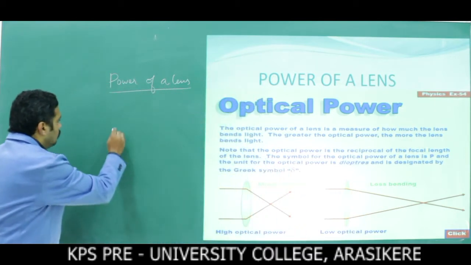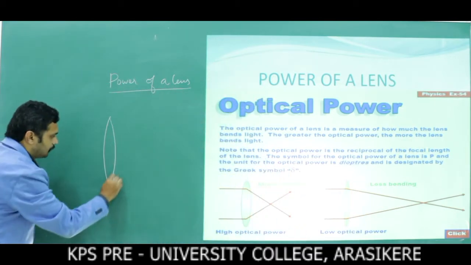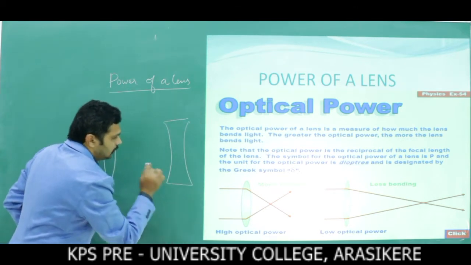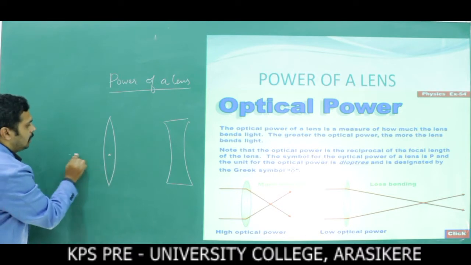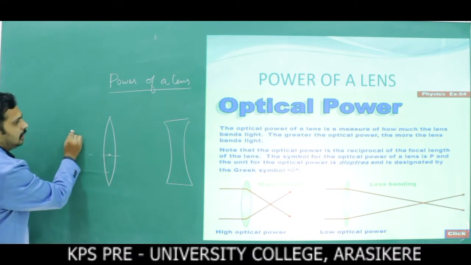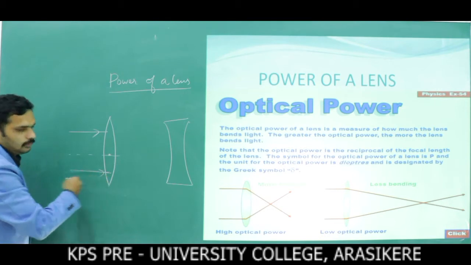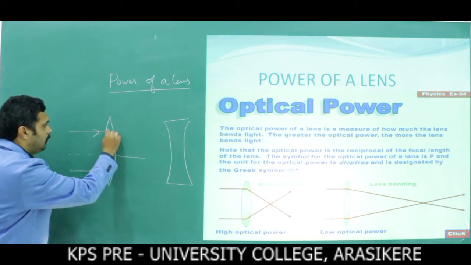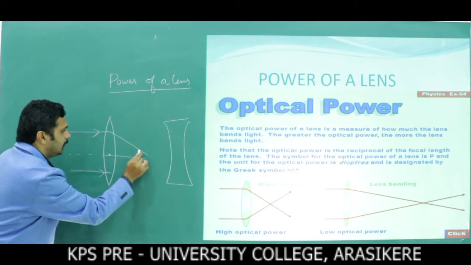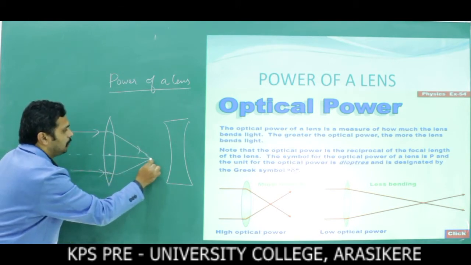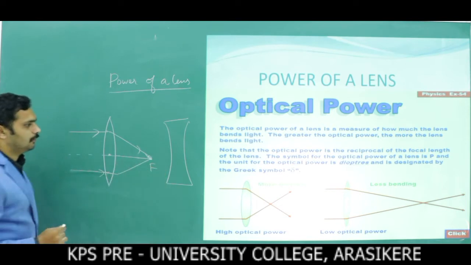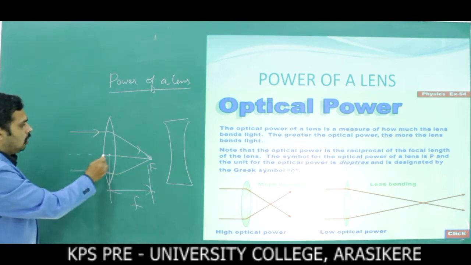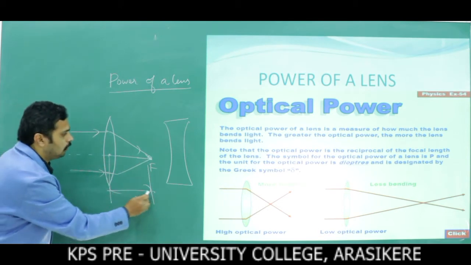Look at here. Now this is a lens. You can use a convex or concave lens. Now you consider rays of light. Now we know that a convex lens is a converging lens. After refraction, the light ray meets at this point. Now this is the focus. We know that this is the focal length. The distance between optic center and focus is called focal length.